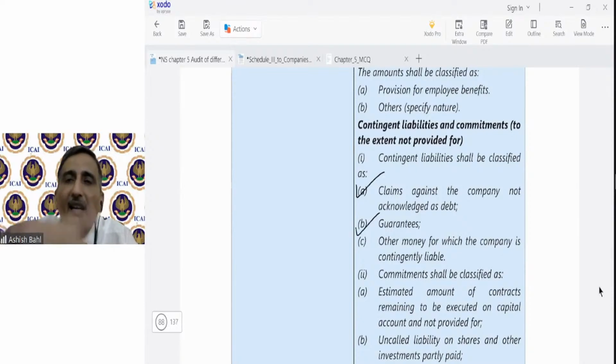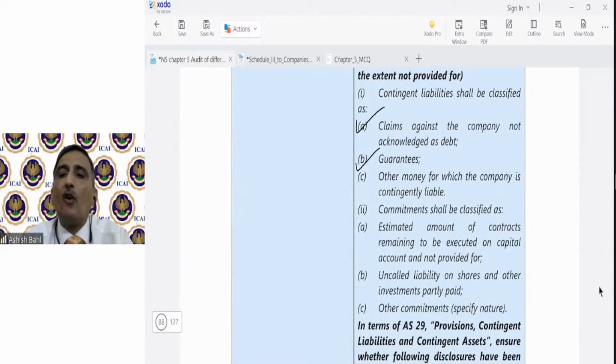Say some third parties have filed court cases against the company. So, this is a claim against the company which is not acknowledged as debt, which the company has not acknowledged that it is ready to pay. So claims against the company not acknowledged as debts, guarantees, if there are some guarantees issued, other monies for which the company is contingently liable, any other money for which the company is contingently liable, and commitments.